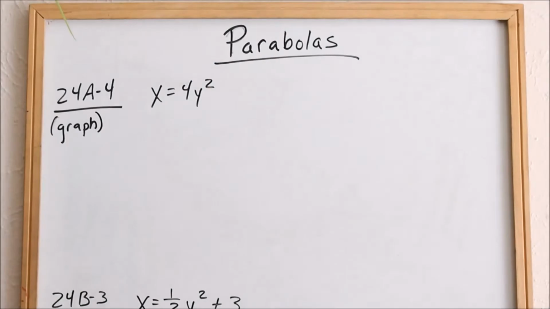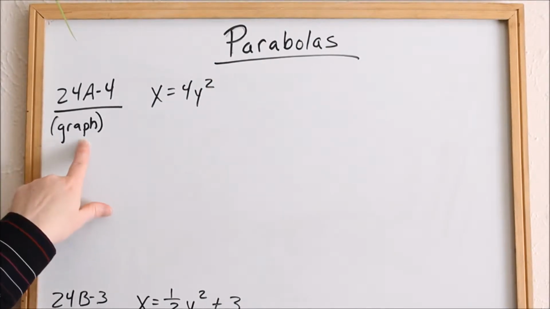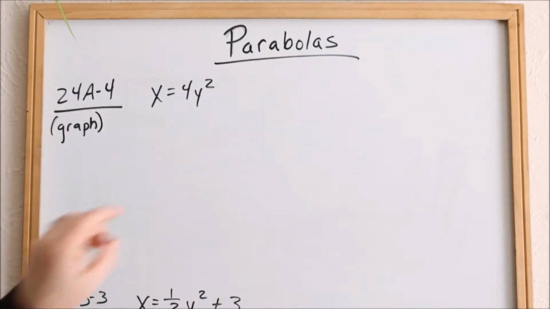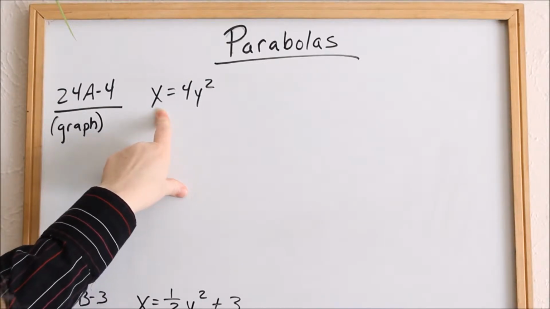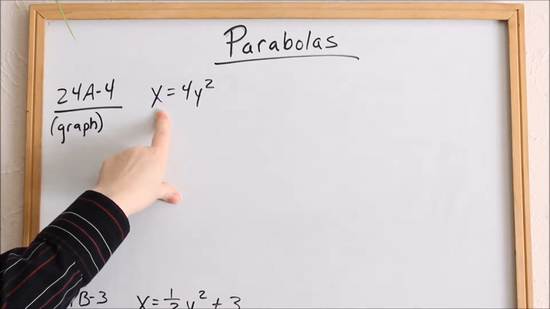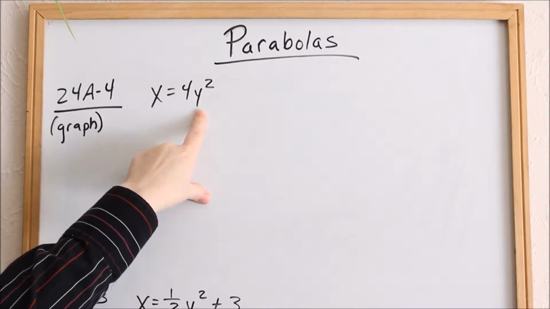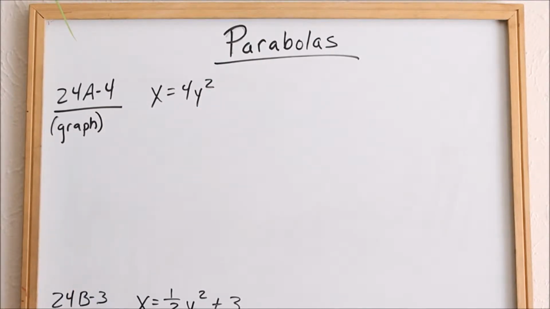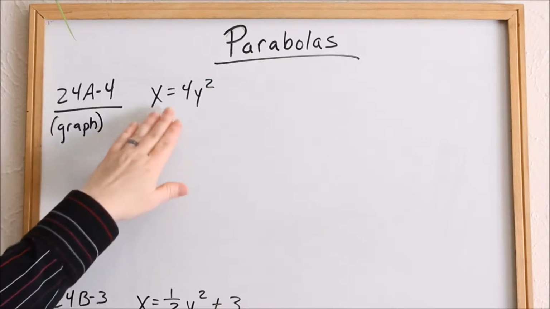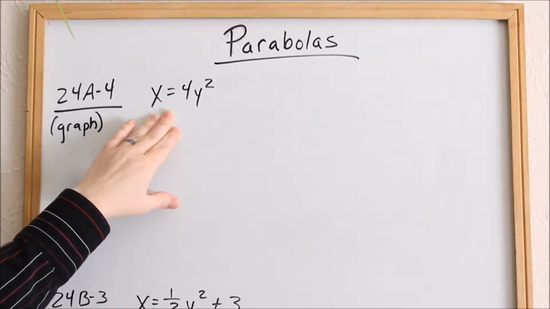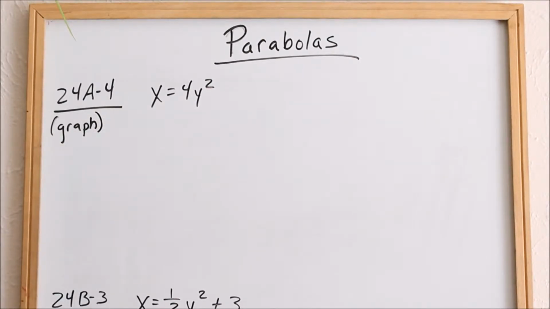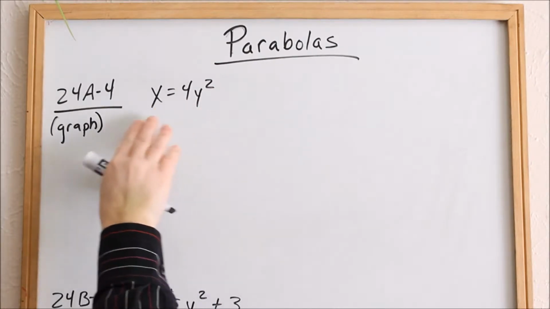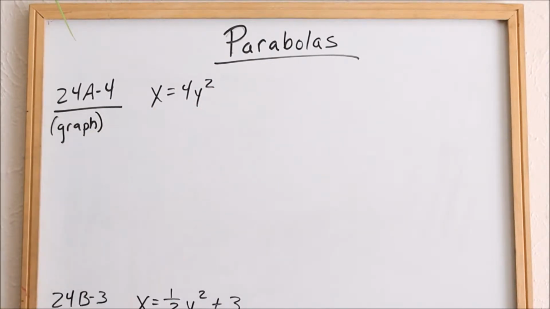Alright, now we're going to be doing right and left parabolas. We're looking at 24a, number 4. You can see here we have x equals 4y squared. Right and left parabolas are when y is squared and x is not. The majority of the time you will see up and down parabolas, but you still need to be aware of right and left parabolas. So this is in the standard form, where x is on one side and everything else is on the other side.